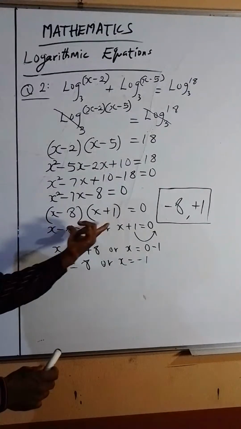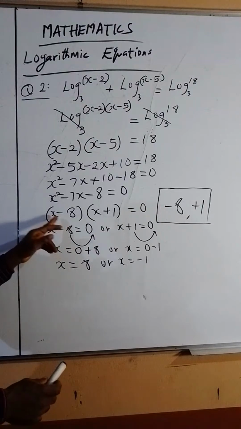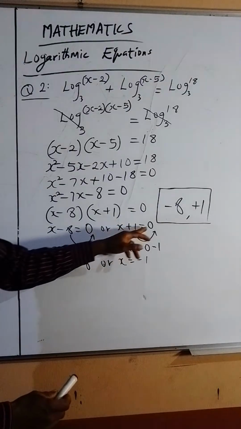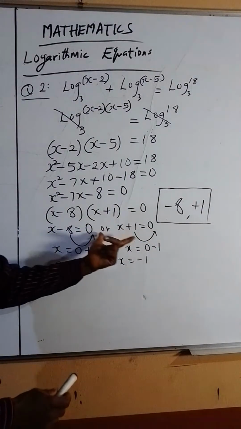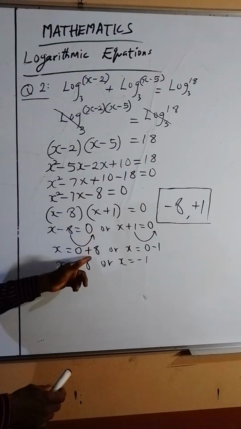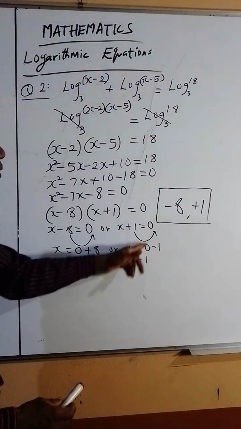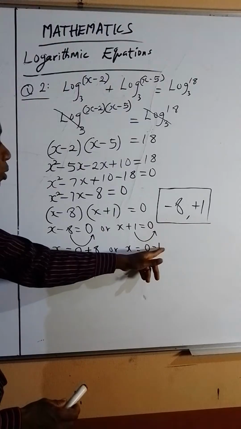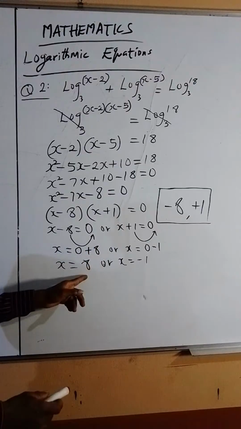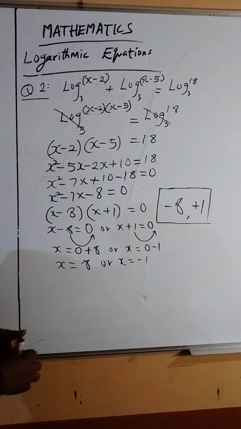Then what this statement means is that either x minus 8 is equal to 0 or x plus 1 is equal to 0. So equate each of them to 0. Then transfer the minus 8 to the right. It becomes plus 8 here. Then transfer the plus 1 to the right. It becomes minus 1. So that's 0 minus 1 here, and here 0 plus 8. So 0 plus 8 is 8, while 0 minus 1 is minus 1. So this is the solution to the second question.